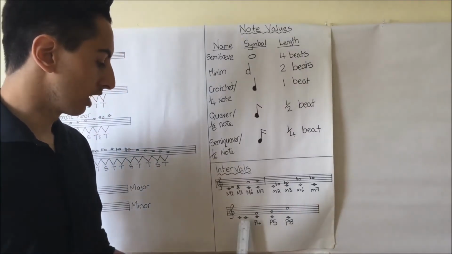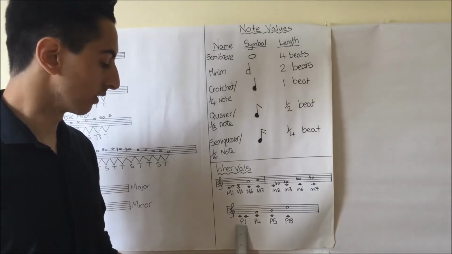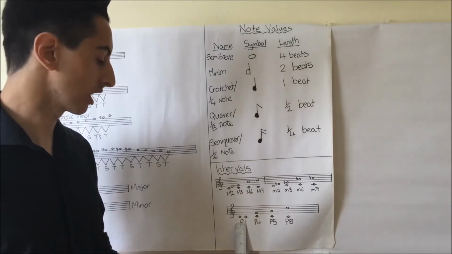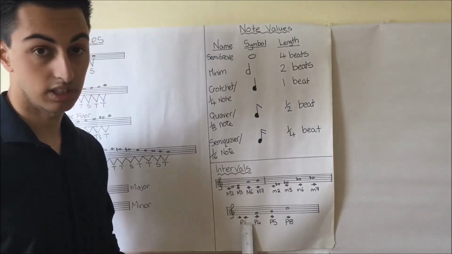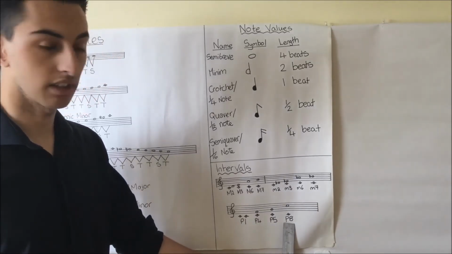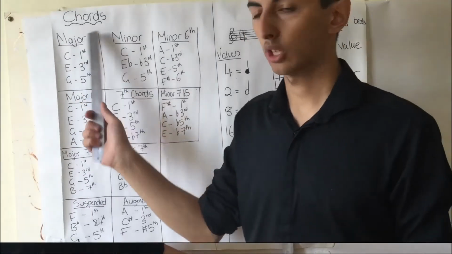For example, a perfect first interval is an interval of 2 notes of exactly the same pitch, and so this is also called unison. The other is a perfect eighth, which is also known as an octave. Moving on to chords.